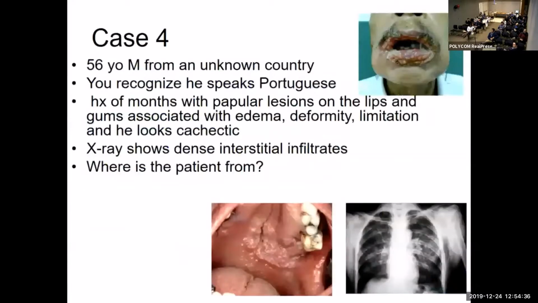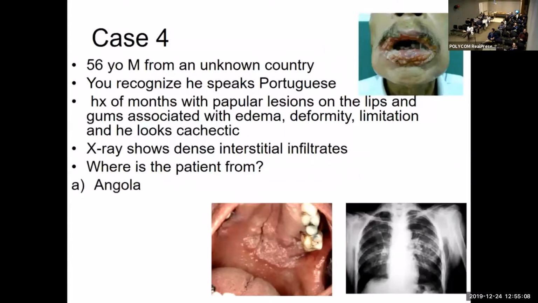So case 4: this patient is a 56-year-old male from an unknown country. You recognize that he speaks Portuguese. He comes with a history of months, because the nurse told you that he is coming with months of lesions in his mouth, in his gums, and also in the palate. When you saw him, he looks cachectic. They do an X-ray. He has interstitial infiltrates. Where is the patient from?